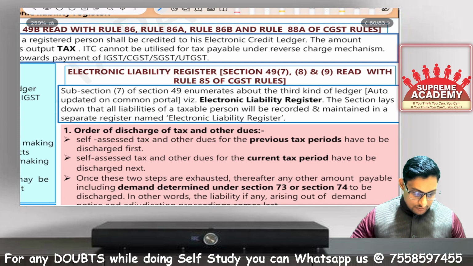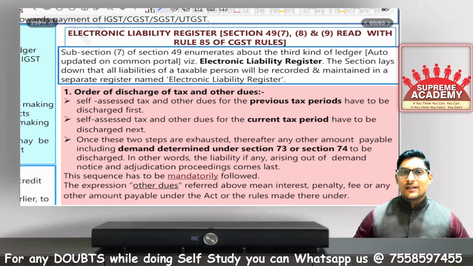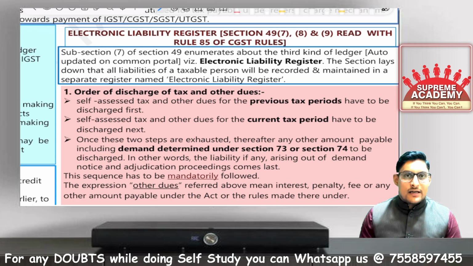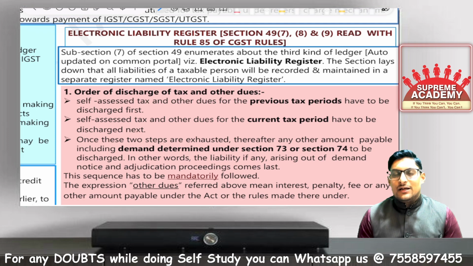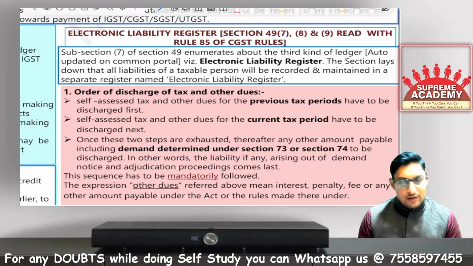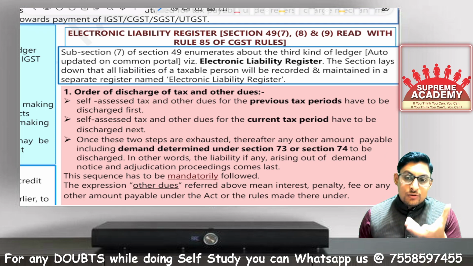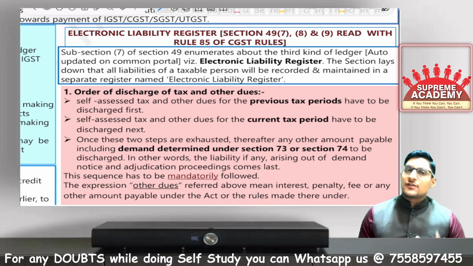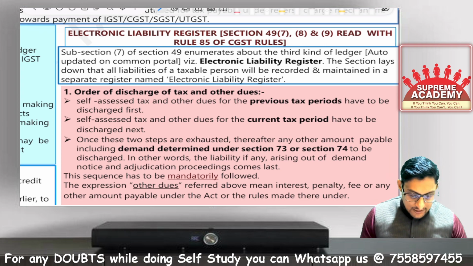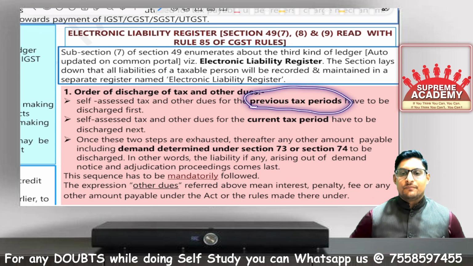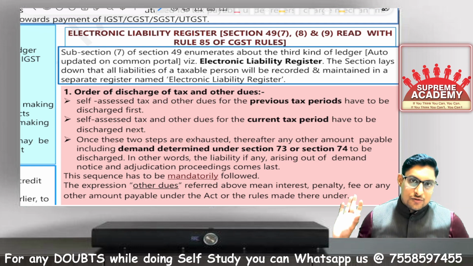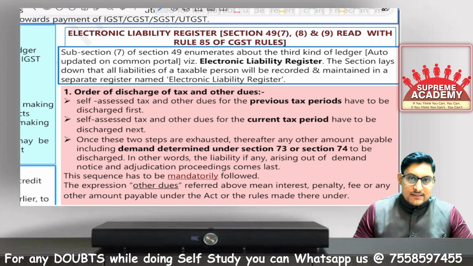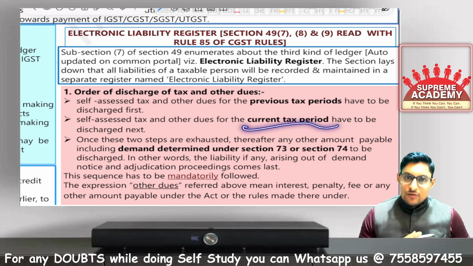Now, we'll see the chronology of what should be the first priority to set off under the electronic liability register. Say after many times of pendings and liability, the taxpayer has paid the amount. So the amount the taxpayer has paid, where is it to be utilized first? First, it should be utilized to fulfill the dues for the previous tax periods. First the dues of the previous tax period should be fulfilled. After that, if balance is available, current tax period dues.